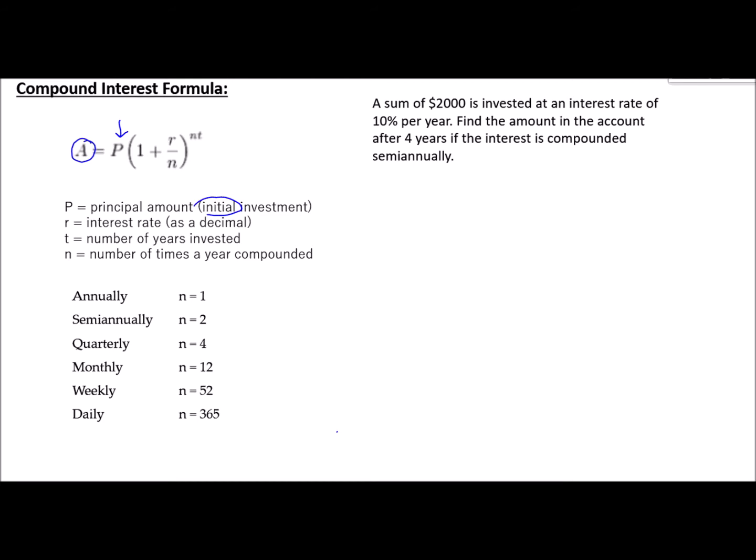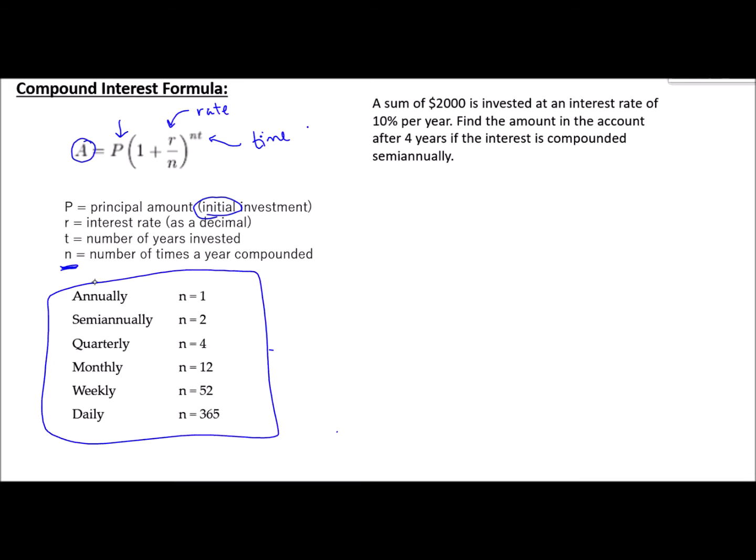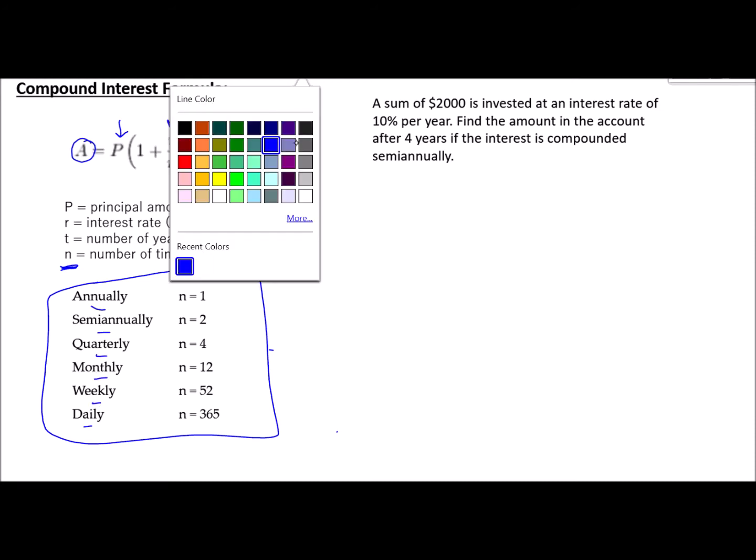Principal means initial. Investment is when you put money in. R is still your rate. And T is still the time. Now this new variable that's in there is N, and what that stands for is how many times a year they give you the money that you've earned. Sometimes they only give you money once a year. Sometimes they give it to you twice a year, and so on, right? So down here I've given you the numbers that you'll put in for N based off of what word you see in the problem. So again, identifying is always that first step.